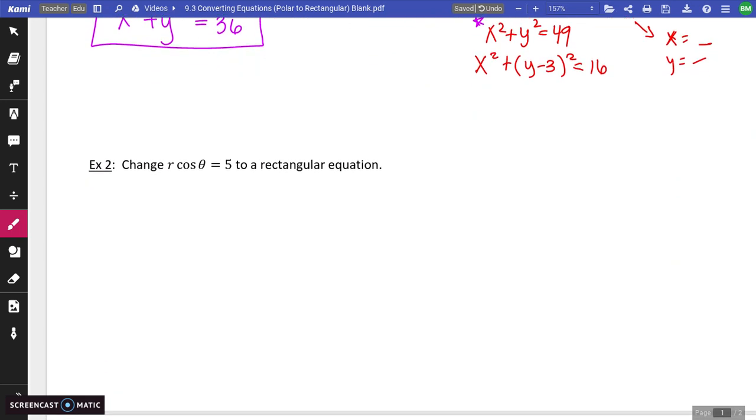Our next example here, changing r cosine theta equals 5 to a rectangular equation. So r cosine theta sticks out to me right away from those formulas at the top. I know that that is all equal to just x, right? Those are interchangeable. So here it's x equals 5, and this is already a vertical line equation, so I'm done. Pretty easy.